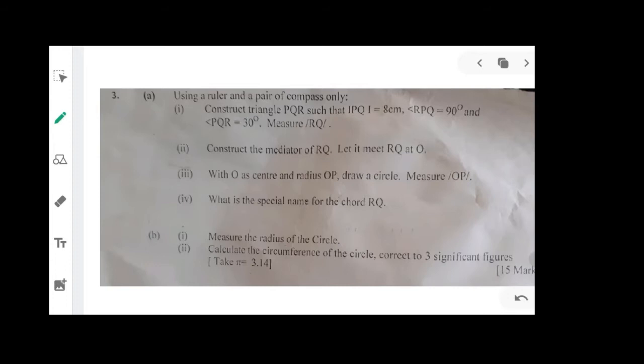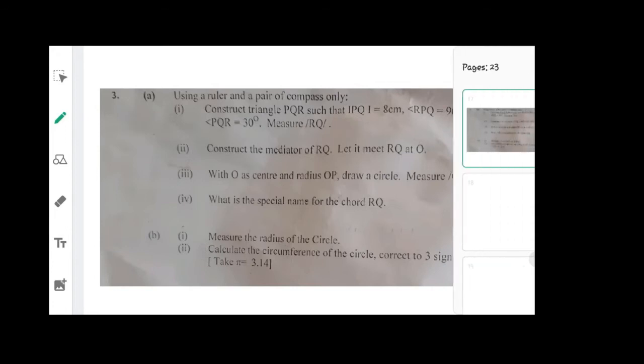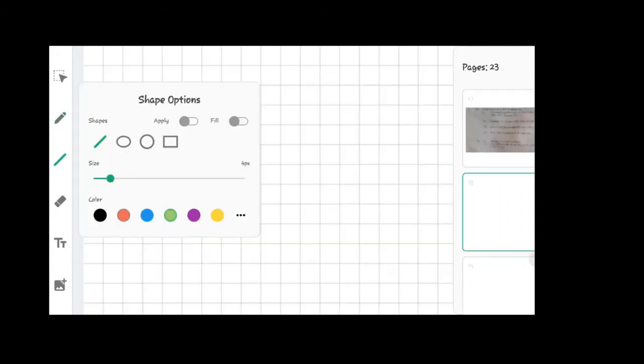Okay, so let's put a sketch down. It's more like how you're going to go through this question. So first we draw a line PQ, PQ 8 centimeters. So let's put down a straight line. Straight line. Let's give it a color. Let's spice it up a little bit.